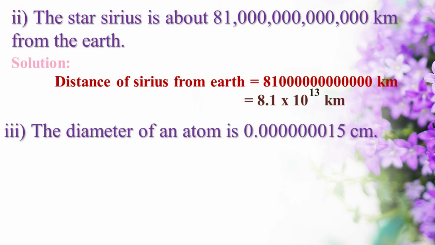Another sum. The diameter of an atom is 0.000000015 centimeter.